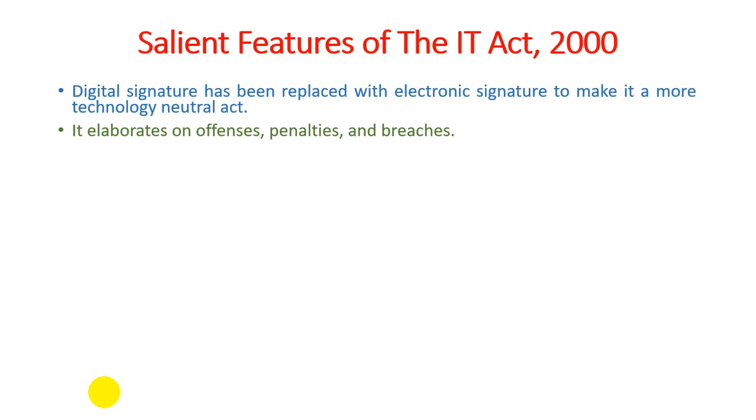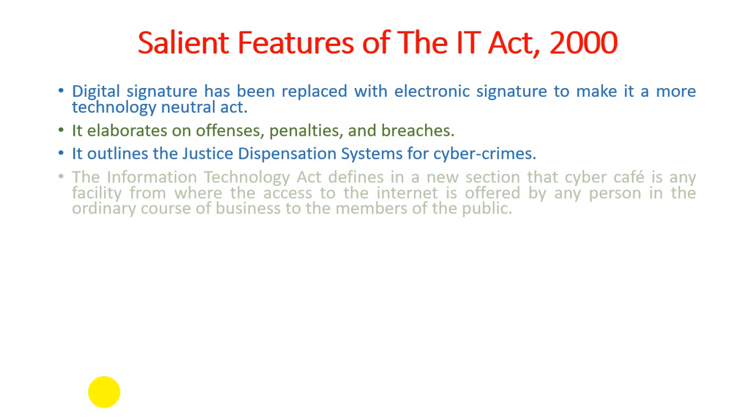It elaborates on offenses, penalties and breaches against all the crimes which happen with the help of a computer system or any electronic gadgets. It outlines the justice dispensation system for cyber crimes, because it is developed due to cyber crimes.